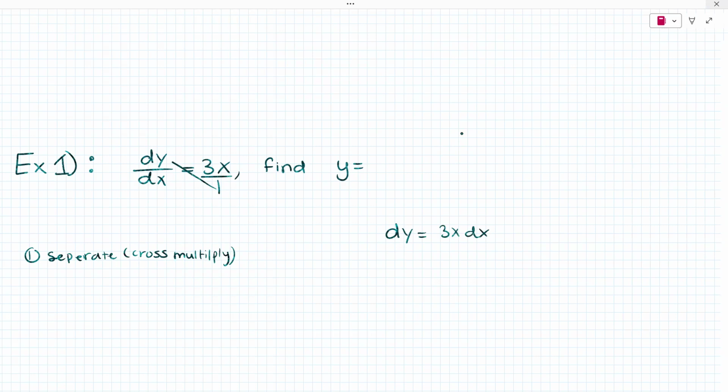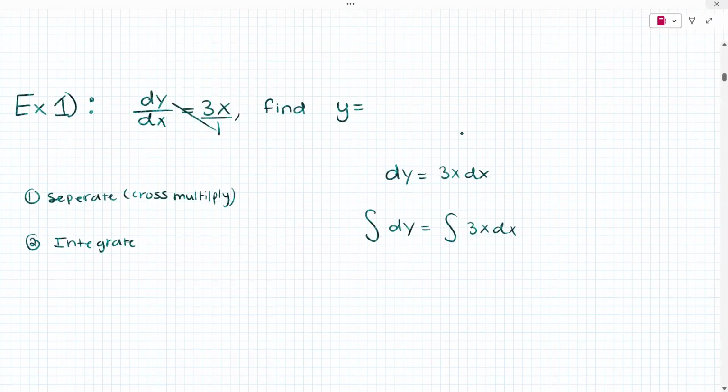Okay, now we don't have to move anything more because we have all the x's and all the y's on one side. So step 2, I would integrate. Go ahead and integrate both sides, the left as well as the right. We know that the integration of dy is just y, and we know the integration of 3x is 3/2 x squared. And then don't forget you have a plus c.